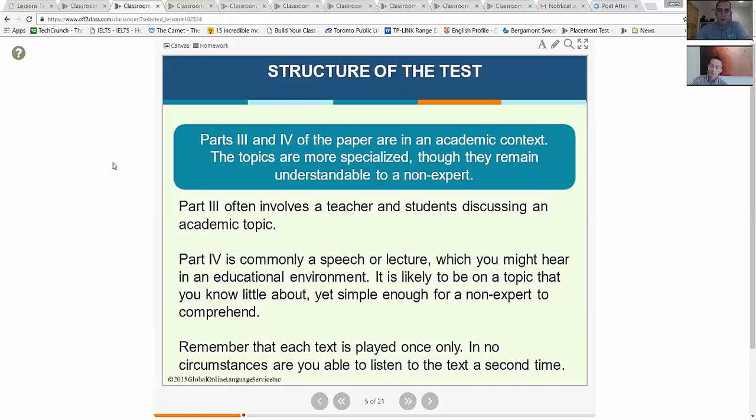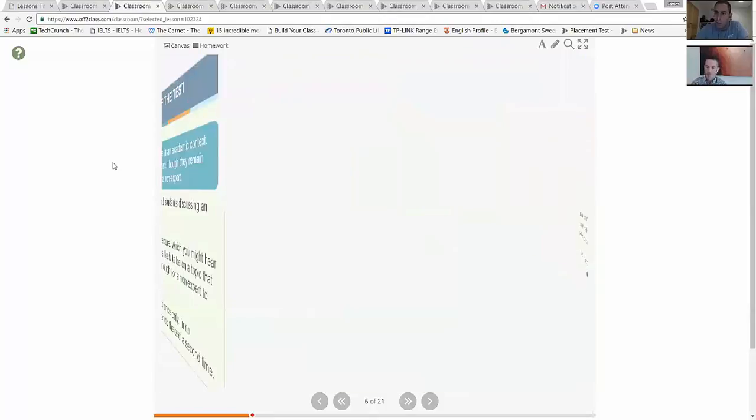I'll also just mention that in parts 1, 2, and 3, the recording is played from the beginning to the end. That's it. In part 4, there is generally a pause. The 5.5 minute or up to 7 minute recording would be paused in the middle. The students will have approximately 30 to 40 seconds in which to read the next series of questions before listening to the second part of the academic text. Okay, so I'll move through.